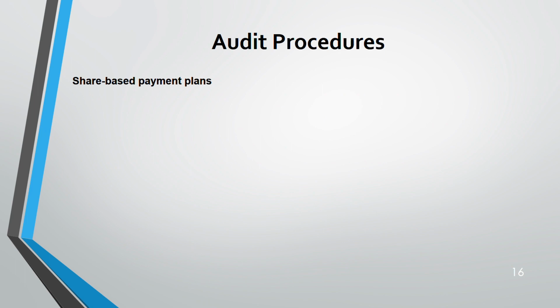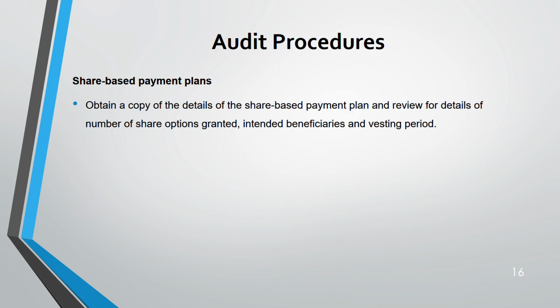Now we are coming to the share-based payment plan. This is under IFRS 2 in your SBR. Here, when you are giving share options to your employees, it's kind of an expense. So here you have to test your transaction assertions. You can obtain a copy of the details of your share-based plan and review how many options are granted, the vesting period, and agree the share price at the grant date to stock market records.